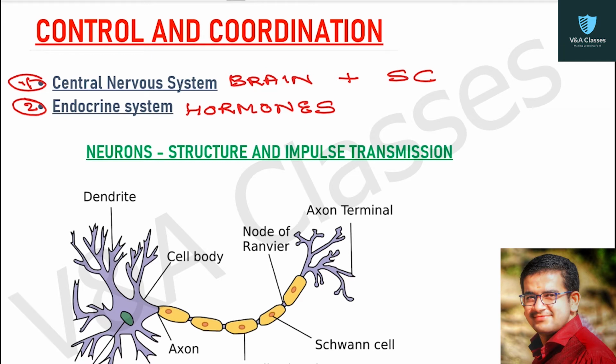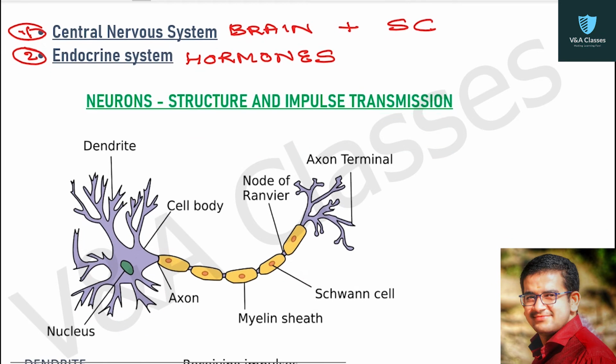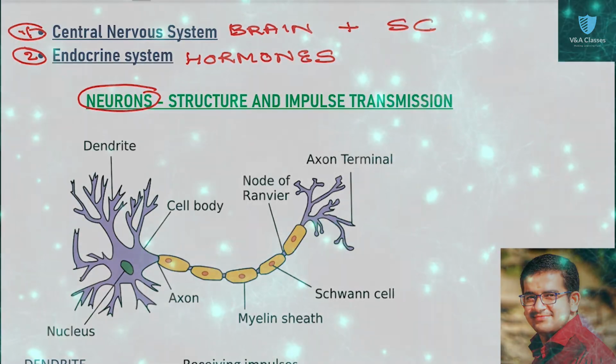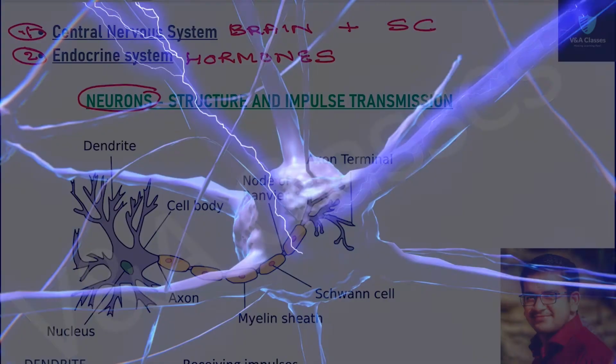First we will start with the central nervous system, and in order to understand it, it is very important to understand what neurons are. Why? Because neurons are the structural and functional unit of the central nervous system. They are just like any other cell in our human body, but they are specialized to conduct electrical impulses.